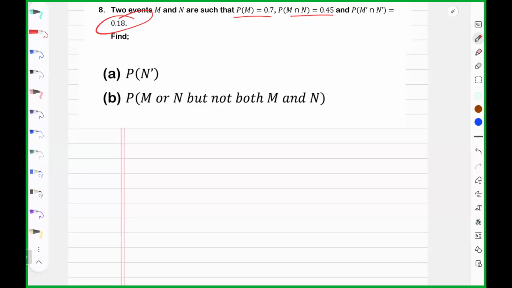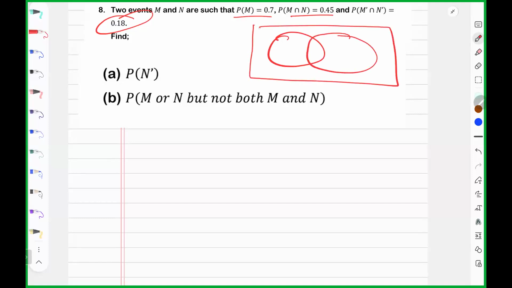Now for probability theory, in case you have 2 probabilities, you can look at them as sets. So N complement means they want everything outside set N. If I had maybe 2 sets, where this is our M, this is our N, N complement means they want the region outside set N.